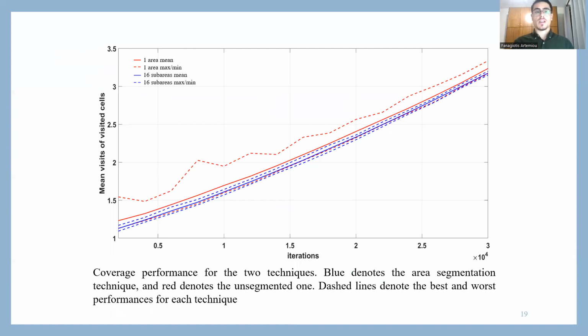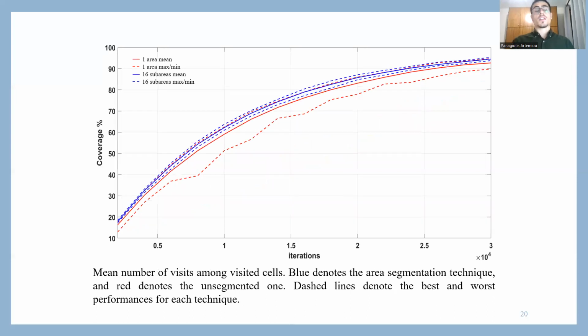We can see that when using the segmentation technique, the mean visits of visited are constantly lower than the one whole area case. And another important thing is that the deviation between maximum and minimum performance of the 16 sub-area case is much less than the one whole area case. This is true for the coverage itself, which is the main evaluation parameter.